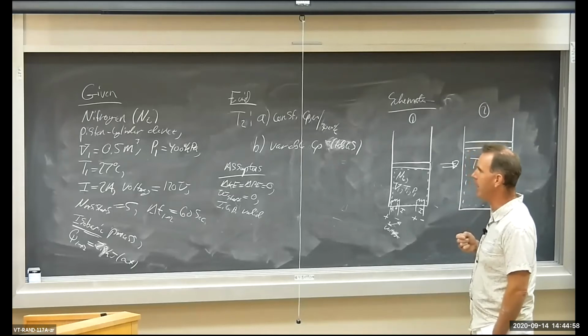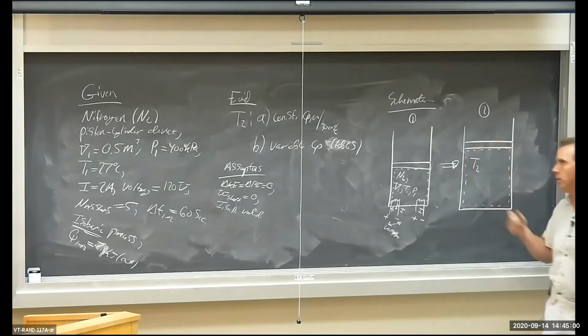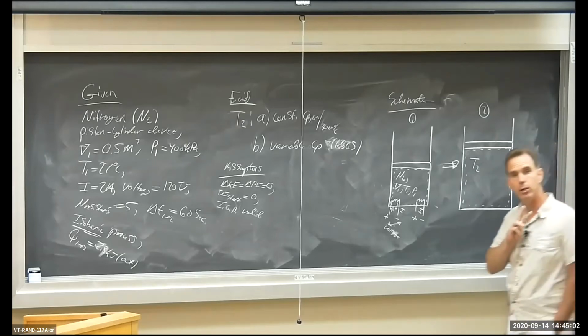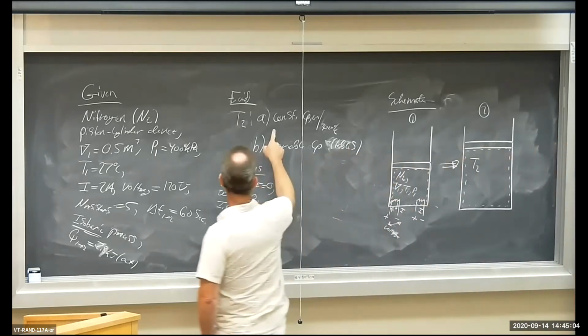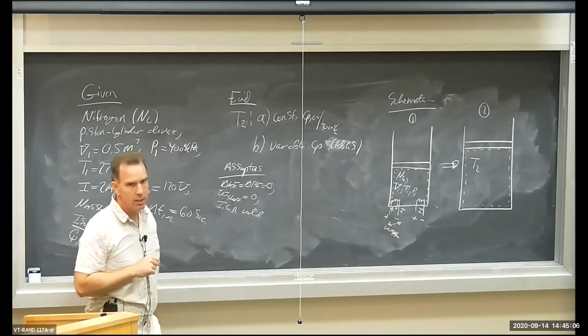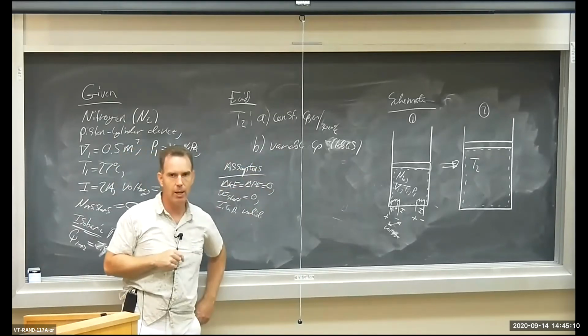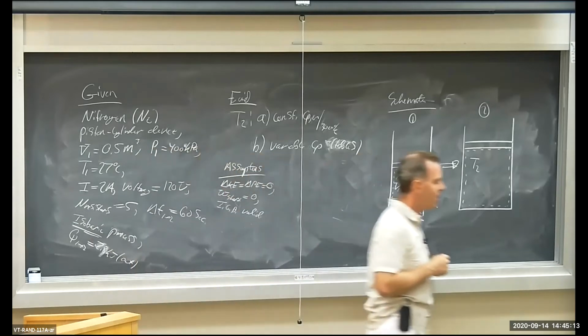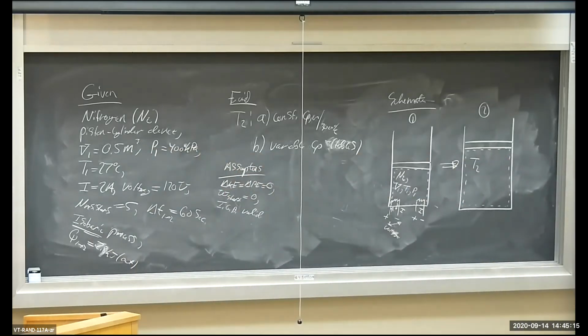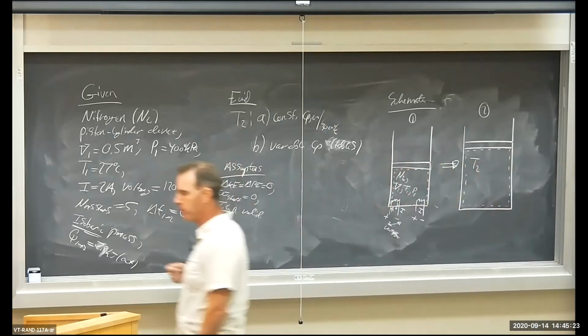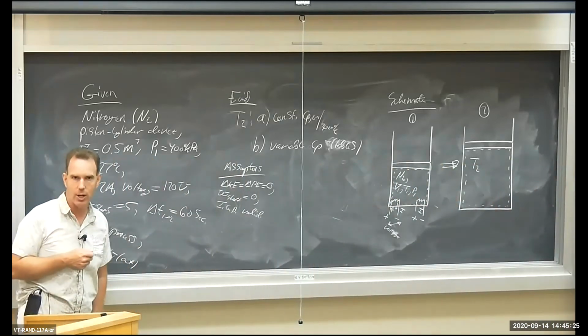What do I want to find? I want to find the final temperature T2, and I want to find it in 2 different ways. I want to find the approximate temperature, assuming constant specific heats, and I want to find the actual temperature, T2, using variable specific heat or property tables, okay? So I think in today's lecture, we'll get through the constant specific heat version, and then we'll finish up the variable specific heat version next time, okay?